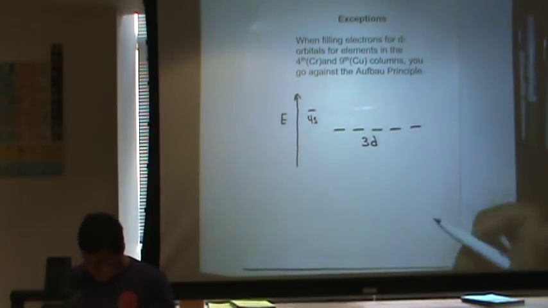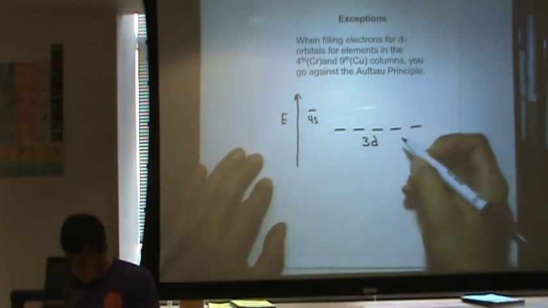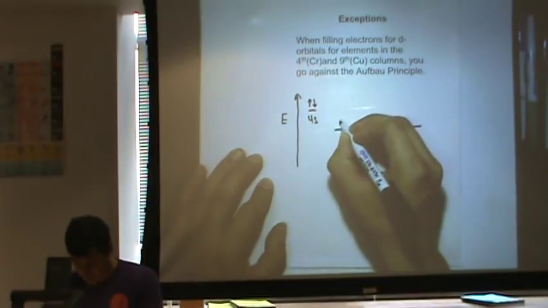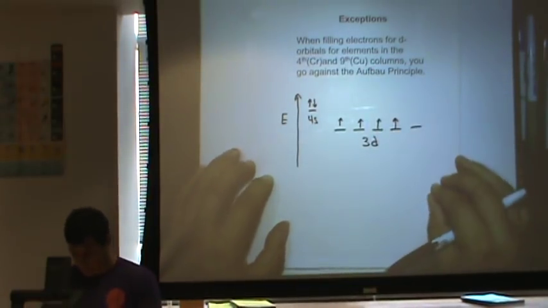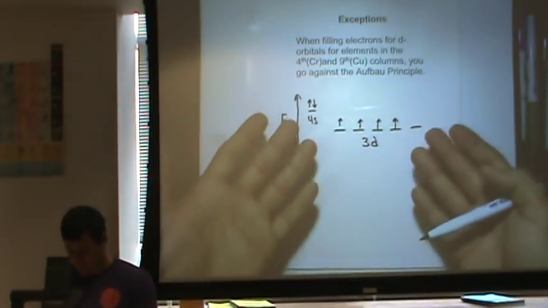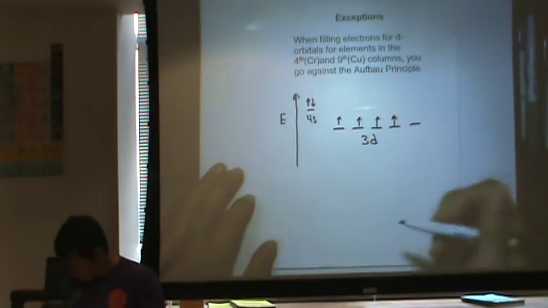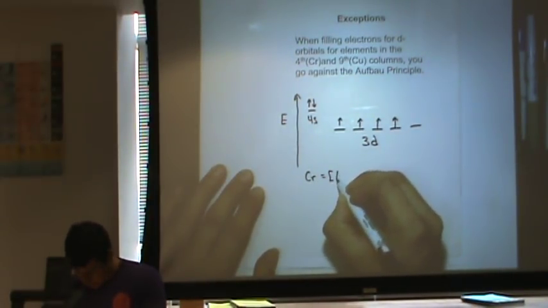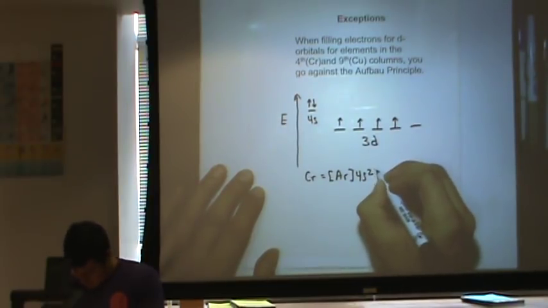So we have 6 electrons to fill into this orbital, and using the principles we learned, we would go 1, 2, 3, 4, 5, 6. So this is what we expect the configuration for chromium to be, which is a normal noble gas configuration: argon 4s2, 3d4.